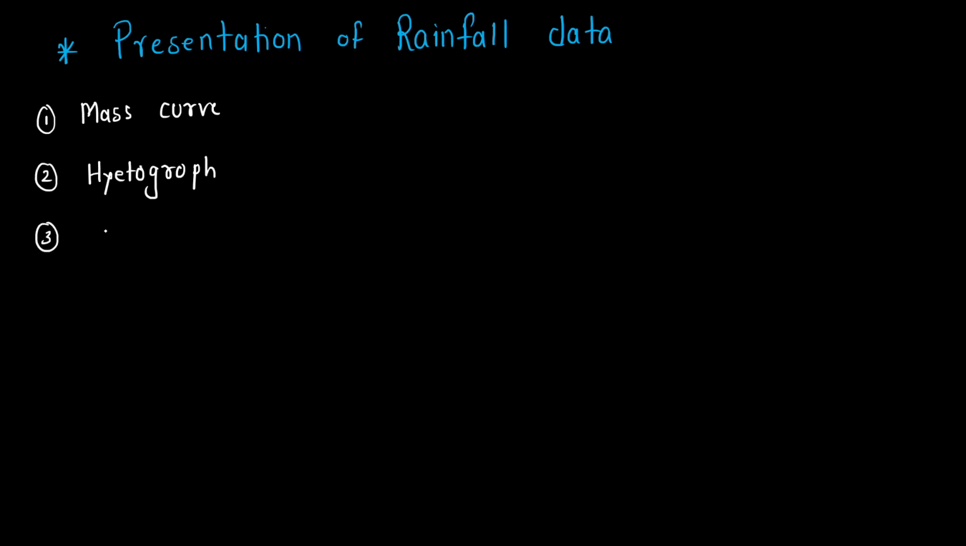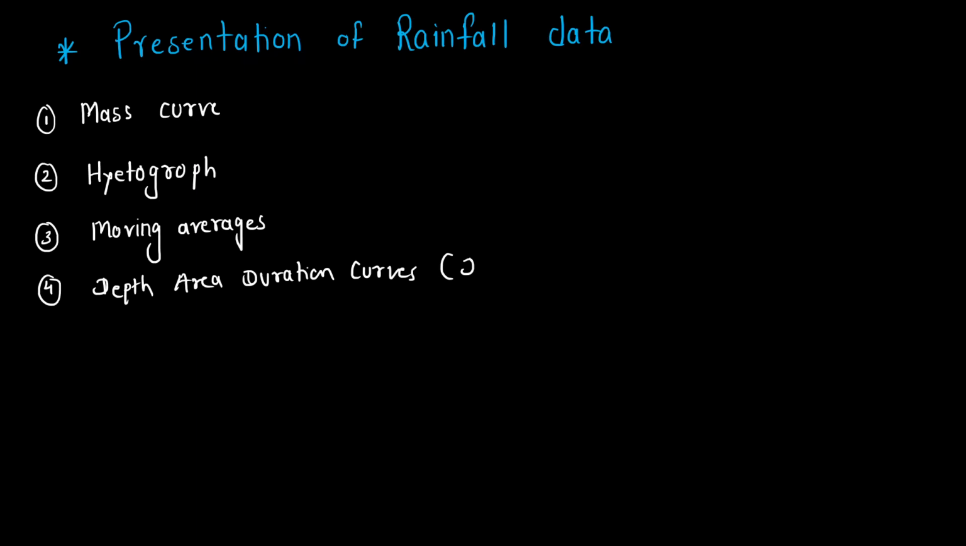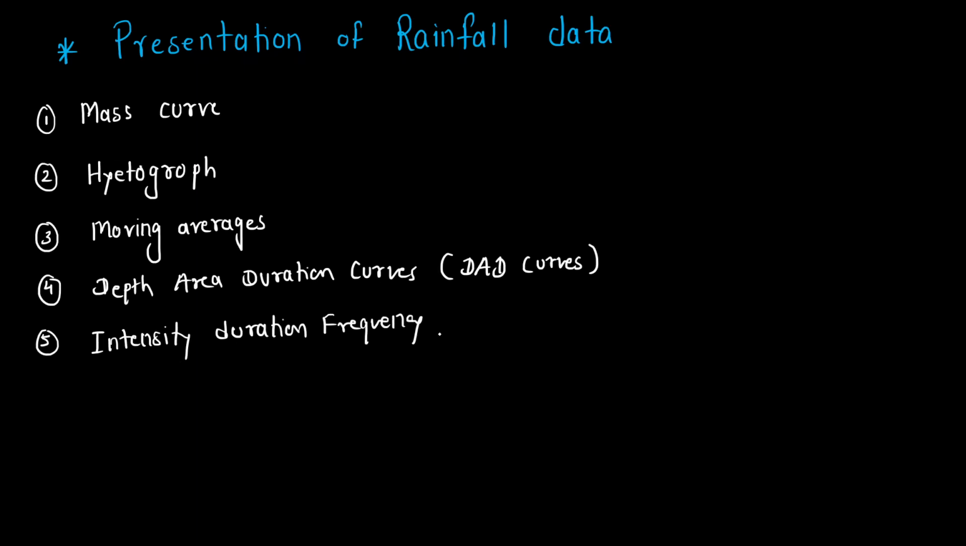The third one is moving averages. The fourth one is called depth, area, duration curves. So in short form, it is called DAD curves. The fifth method is intensity, duration, frequency curves. So in short form, it will be IDF curve.